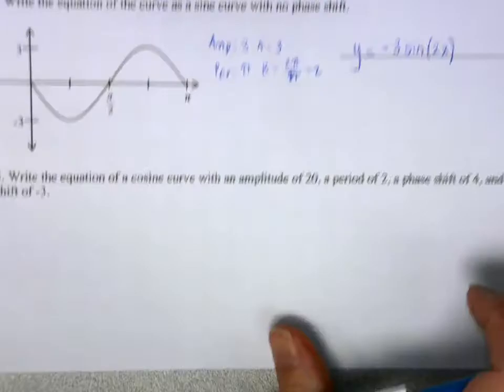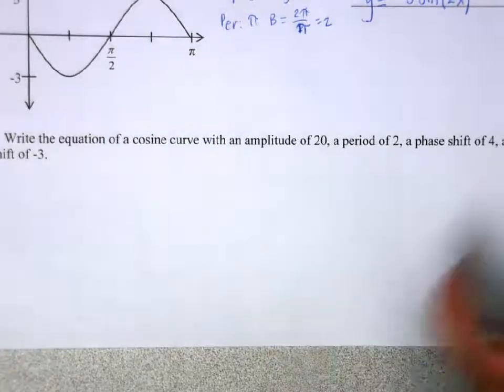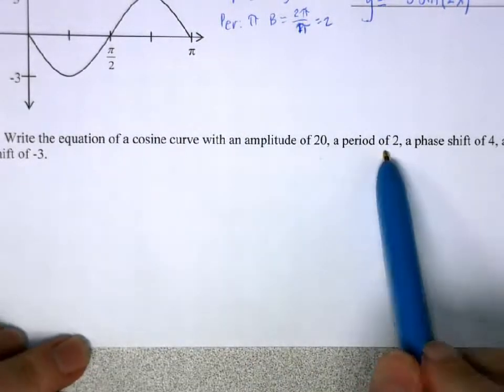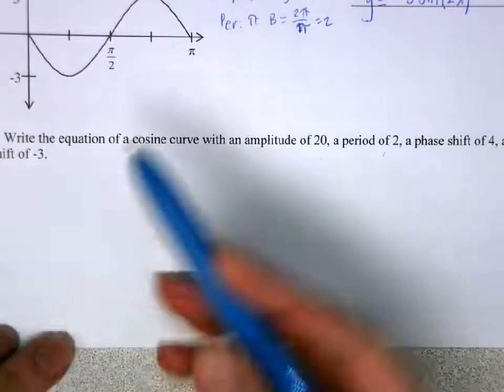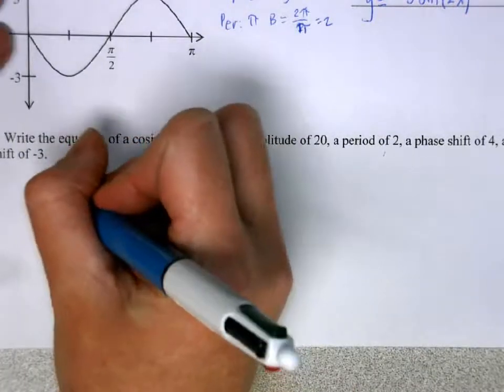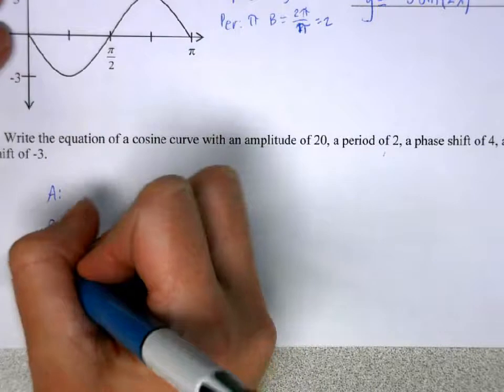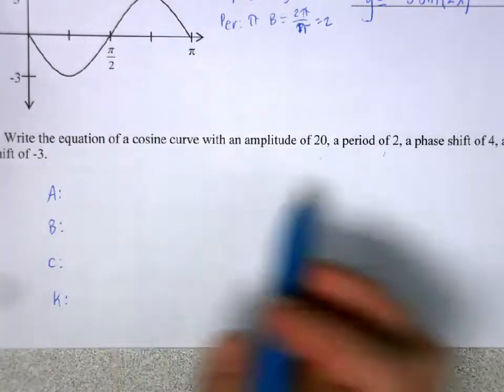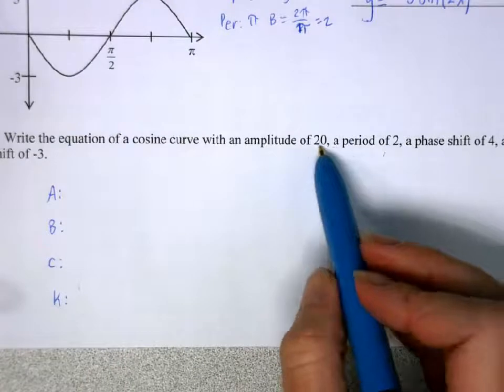This one, we're going to write an equation with an amplitude of 20, period of 2, phase shift of 4, and a vertical shift of 3. So I need to get A, B, C, and either D or K, whatever you want to call that. A and K are the easy ones. A is going to be 20. K is going to be negative 3.